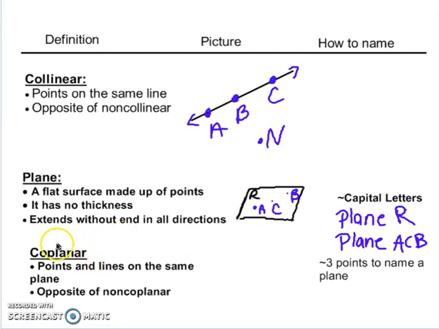Our next definition is coplanar, which is where points and lines are on the same plane. So the points are on the same plane. So coplanar would be how we saw up here. The points A, C, B would be points on the same plane. So those would be coplanar.